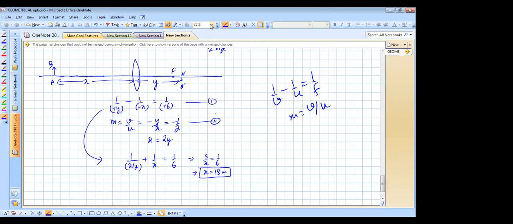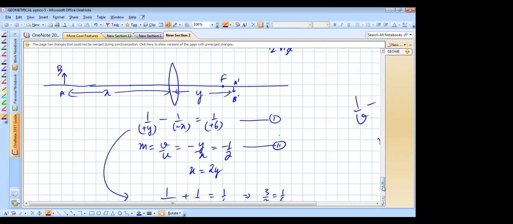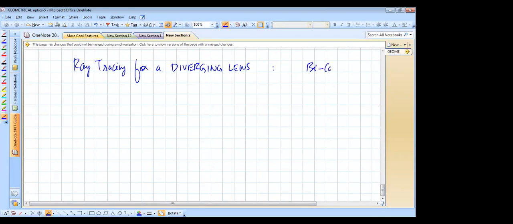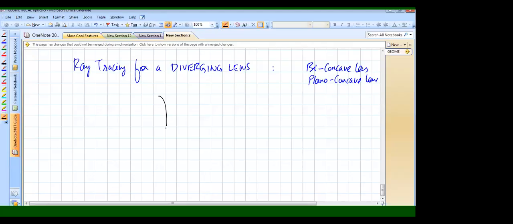Okay, so let's understand the next thing. Ray tracing for a diverging lens. So the typical examples are biconcave lens or plano concave lens. Remember, convexo concave does not act like a diverging lens. So lenses which are of, say, like this.